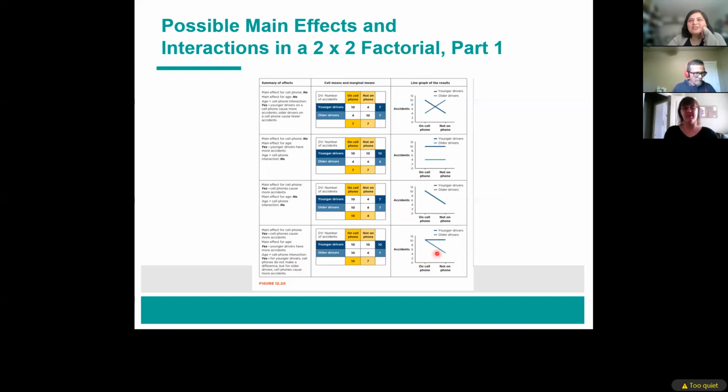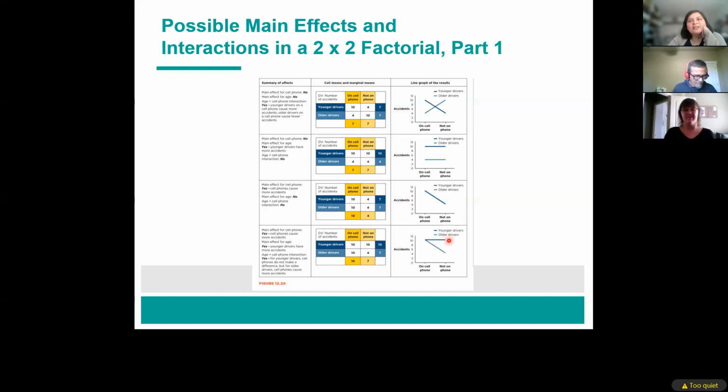Then is there an interaction, Alicia? Yes. Why? Because the lines intersect, right? And this is also known as a graph that is only when. So it looks like accidents only occur when you are a younger driver than when you're an older driver.